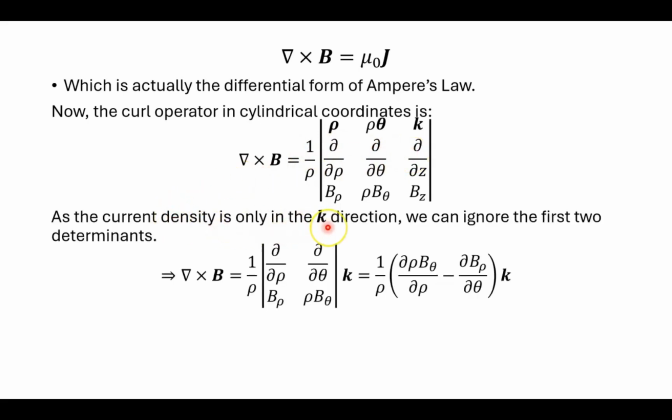Because our current density is only in the k direction, we can ignore the first two determinants. What does this mean? We don't care about these two, we only care about this one, and we just find a sub-determinant. You cross out this row, and you only look at this 2 by 2 sub-matrix. And this determinant is very easy. You multiply these two together, and minus the product of these two. So we get the partial derivative of rho times B theta with respect to rho, minus partial B rho partial theta. And don't forget you have a 1 over rho factor in front.